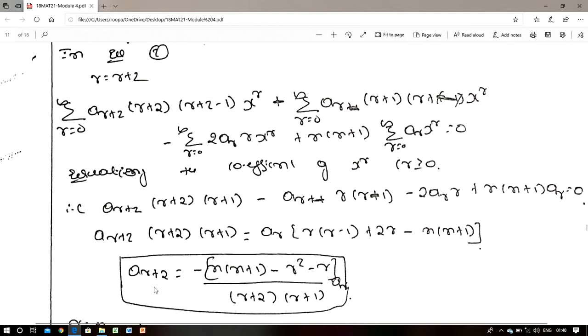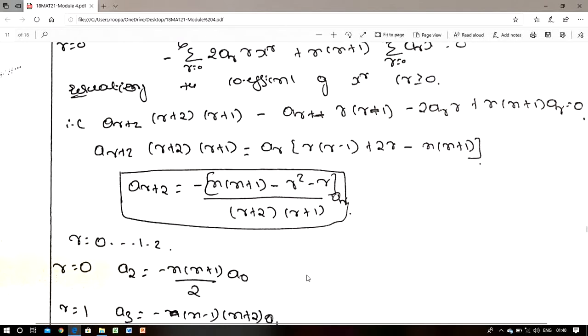Here we get a_{r+2} is equal to minus n(n+1) minus r squared minus r, divided by (r+2)(r+1), into a_r. If you look at these two terms, we take minus r as the common factor, and it becomes minus r(r+1).